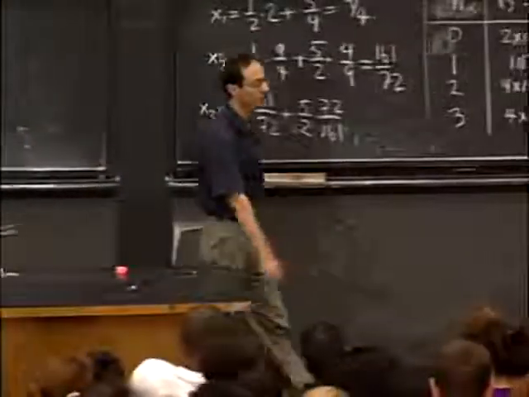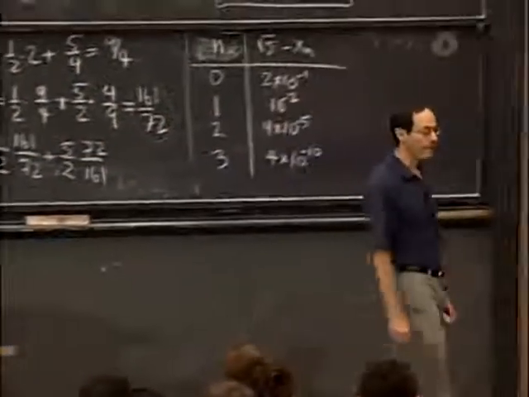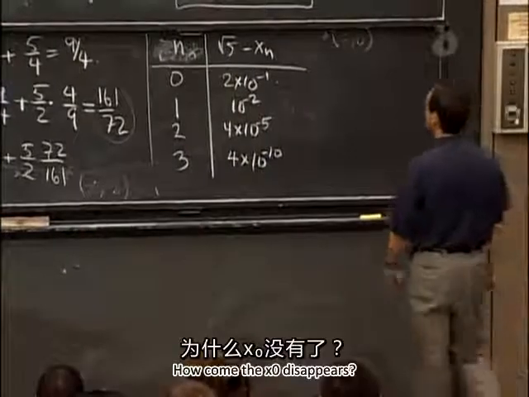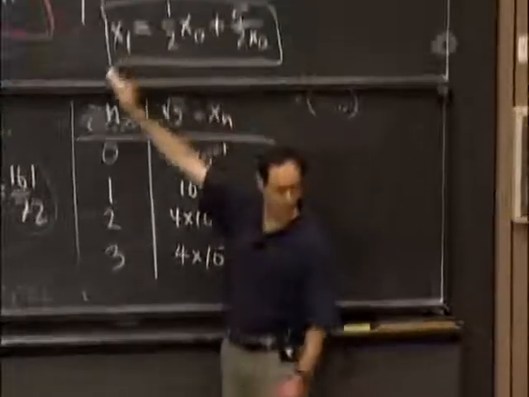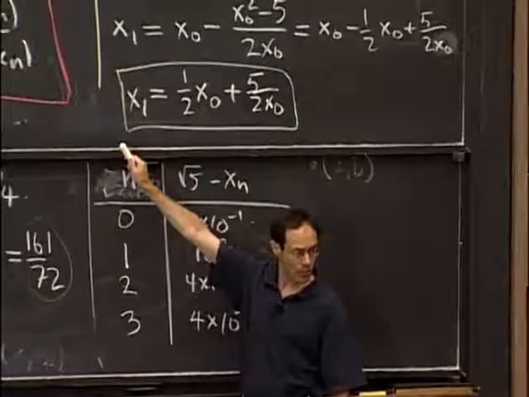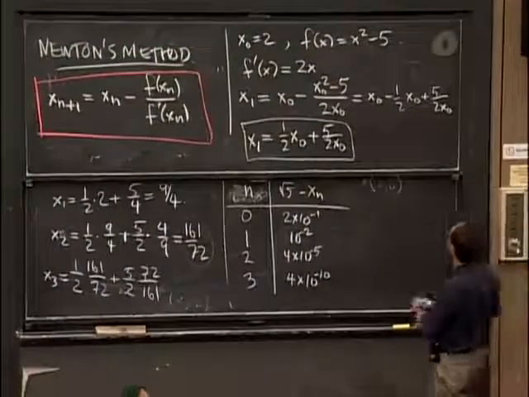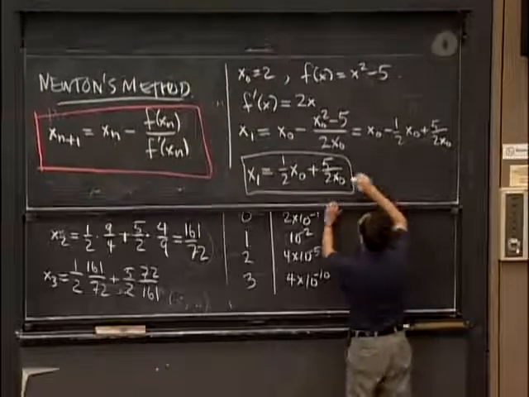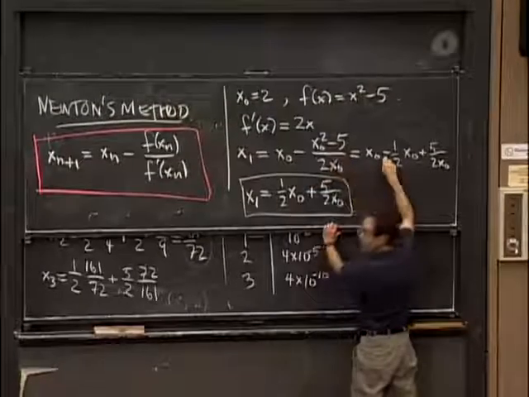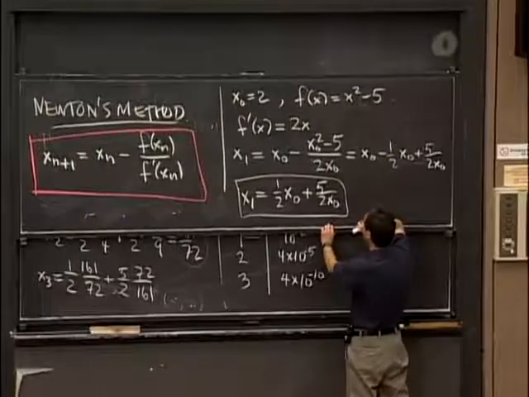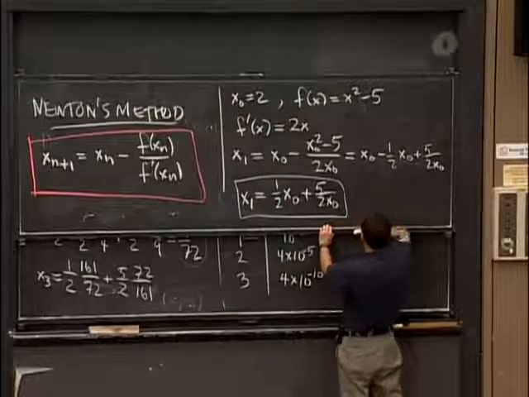Yeah, question? How come the x naught disappears? Yeah, because you know that x naught minus 1/2, or minus 1/2 x naught, then pull out the x naught. So from here to here, is that what we're... Yeah, well, from that one to the next, the bottom there.